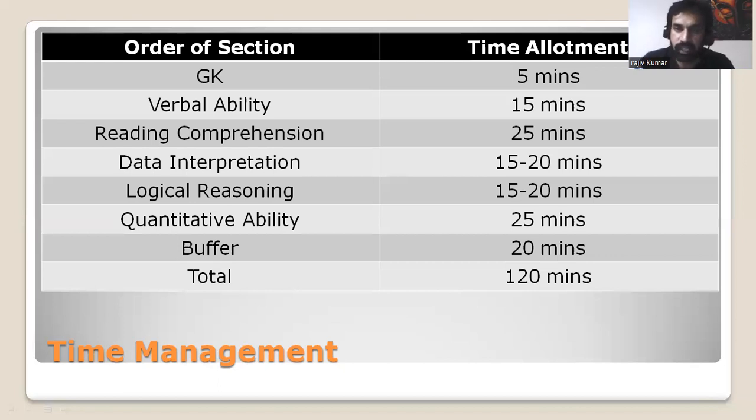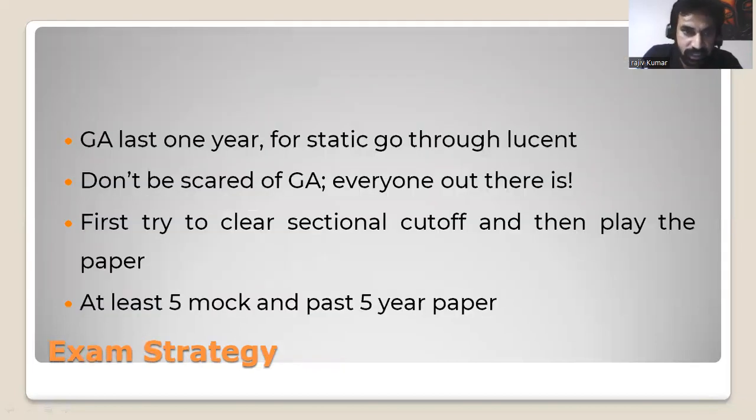because first thing first is you have to clear your sectional cutoff, then comes the overall cutoff. So even if you clear the overall cutoff and if you don't clear the sectional cutoff, it is of no use. So you have to clear all the sectional cutoff for each of the sections, right? So what should be your strategy now? What should you do now?